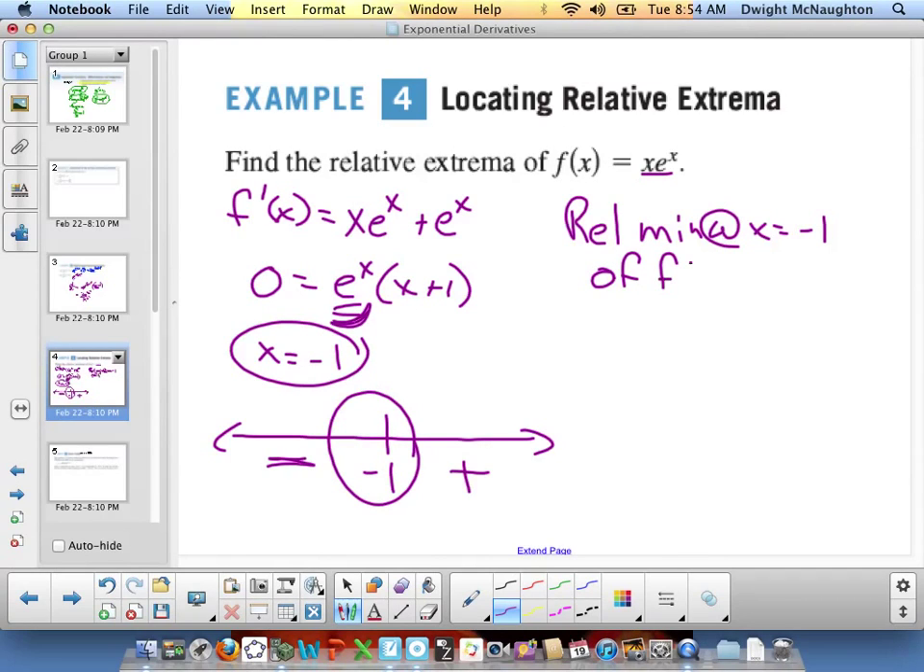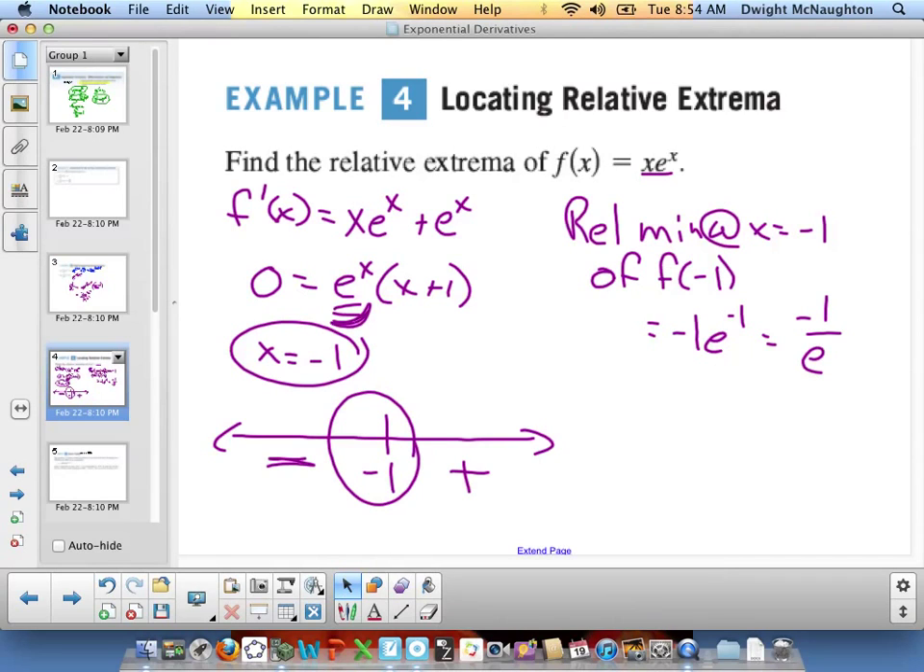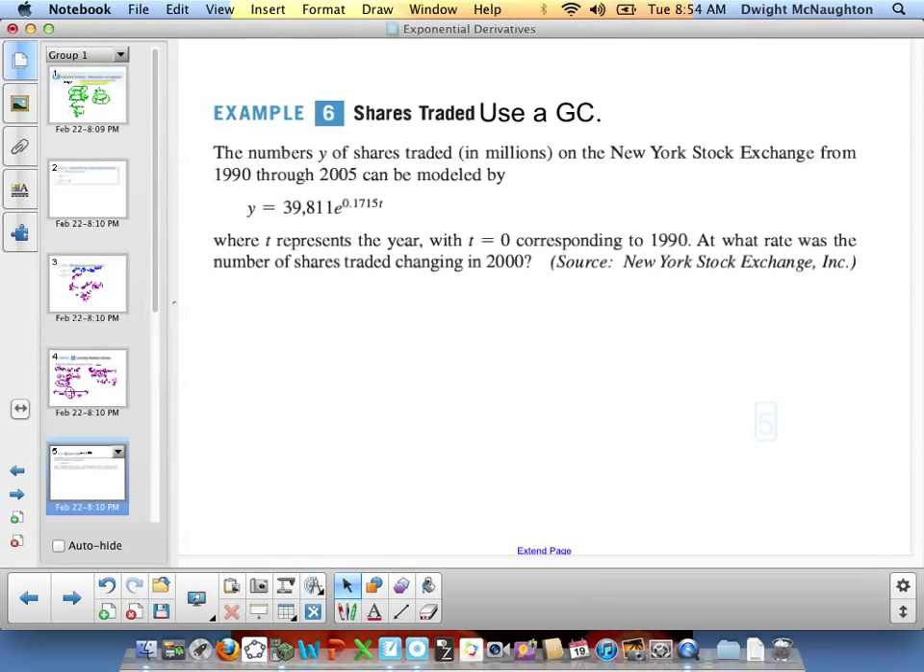And our relative min is f of negative 1, which is negative 1 times e to the negative 1, or negative 1 over e. That's the lowest that function will go. All right, moving on. This is a calculator-based problem.